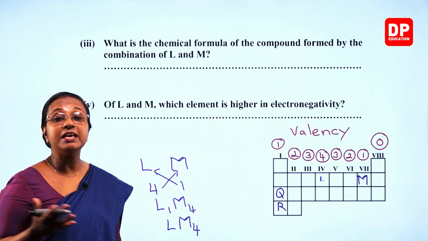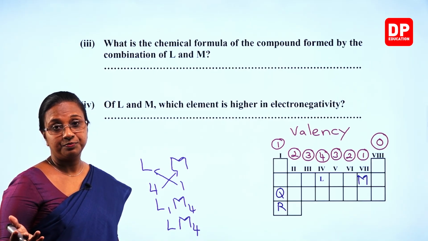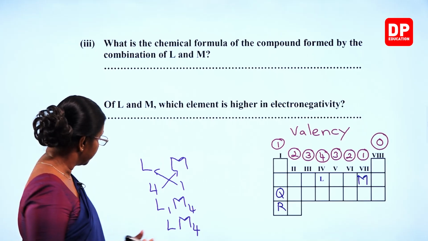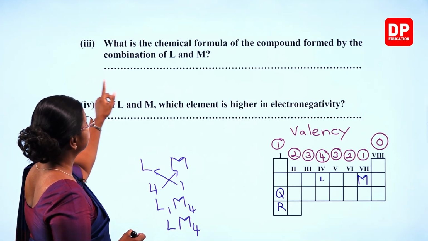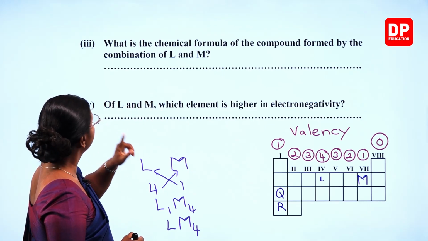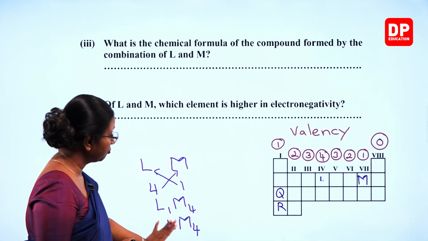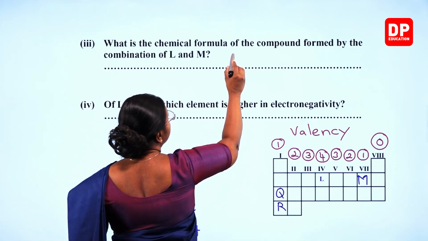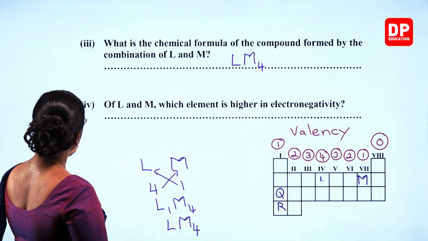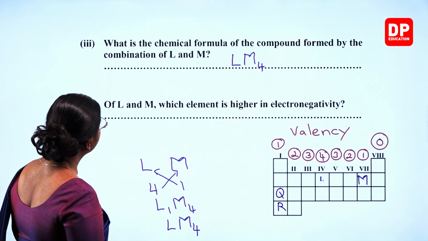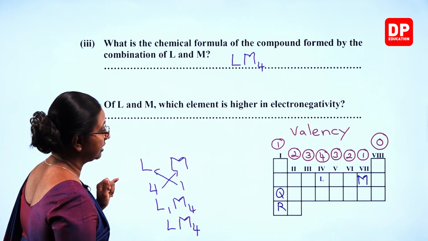This is actually the CF4 molecule, tetrafluorocarbon or tetrafluoromethane. So that is LM4. That is what you need to write here. What is the chemical formula of the compound formed by the combination of L and M? You don't have to show this working. You need to write the formula only: LM4. So with that, the fourth question: of L and M, which element is higher in electronegativity?